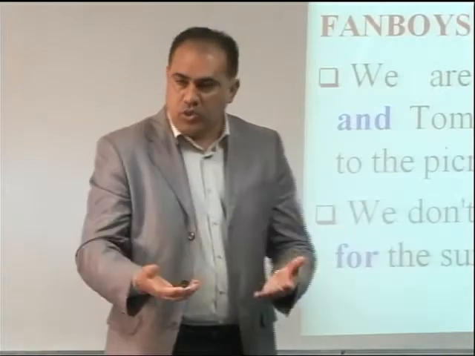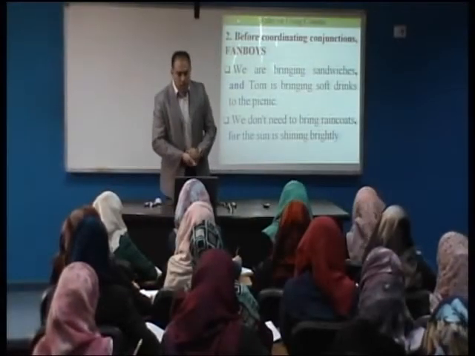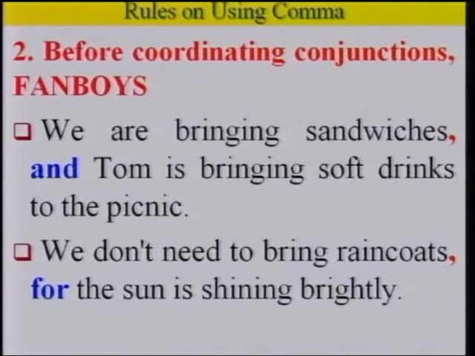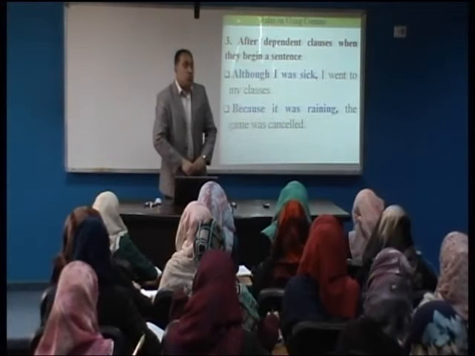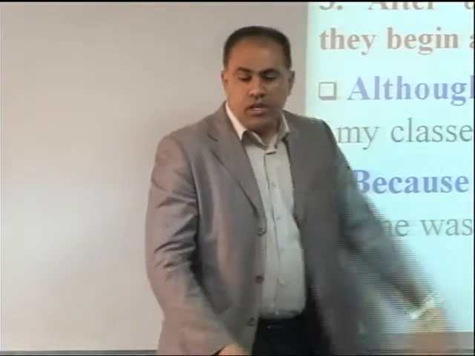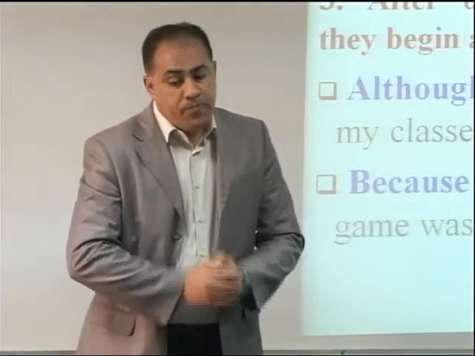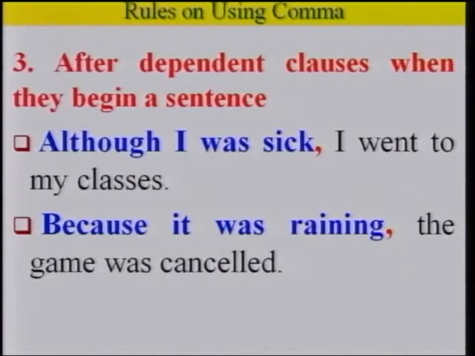The second rule is something we talked about before, which is before coordinating conjunctions, these FANBOYS. We are bringing sandwiches, comma, and Tom is bringing soft drinks to the picnic. Or another example, we don't need to bring raincoats, comma, for the sun is shining brightly. So before FANBOYS coordinating conjunctions, we use a comma. A third rule is that we use a comma after a dependent clause when it begins a sentence. For example, although I was sick, comma, I went to my classes. Or because it was raining, comma, the game was cancelled.